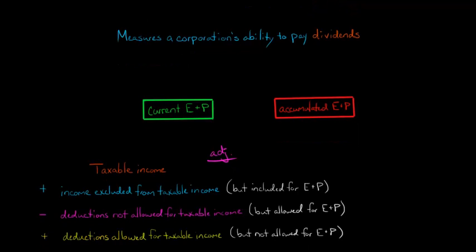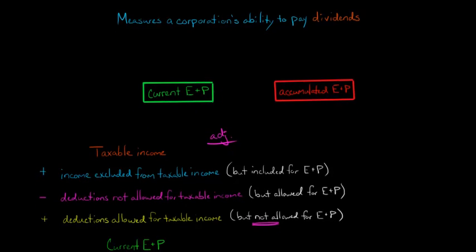Now, any deductions that are allowed for taxable income but are not allowed for E&P, we're going to need to add back. For example, the domestic production activities deduction and the dividends received deduction are allowed when calculating taxable income, our starting point, but they're not allowed for E&P. So think about it like this: our taxable income is lower because of these deductions, but we need to add them back to get the current E&P.